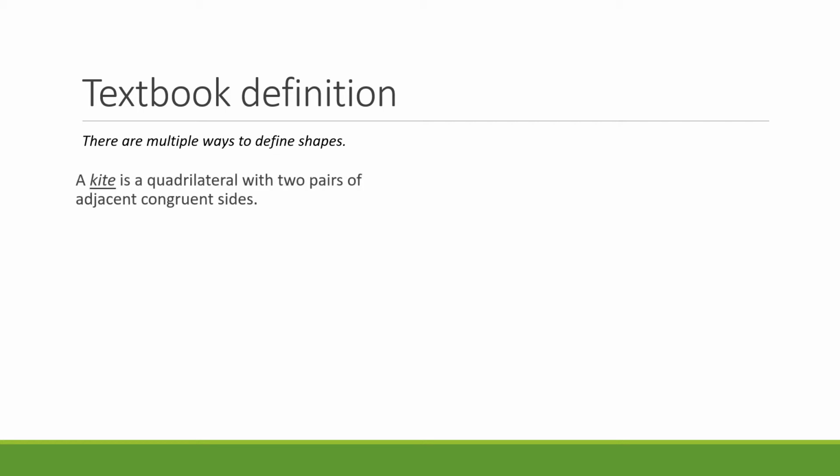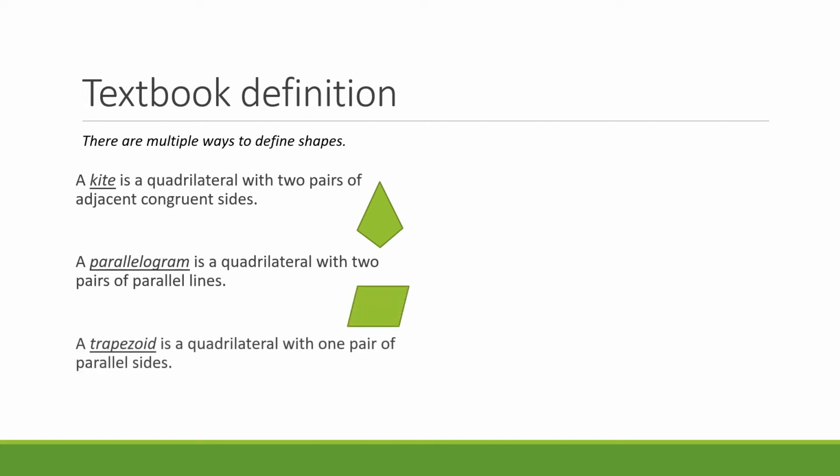So a kite is a quadrilateral with two pairs of adjacent congruent sides. A parallelogram is a quadrilateral with two pairs of parallel sides. A trapezoid is a quadrilateral with one pair of parallel sides, which would look like this. Now, I do have a comment on trapezoids. With this definition, it's not clear whether we're talking about exactly one pair or at least one pair. It really depends on who you ask. Now, at least for this course, we will stick to having exactly one pair of parallel sides.